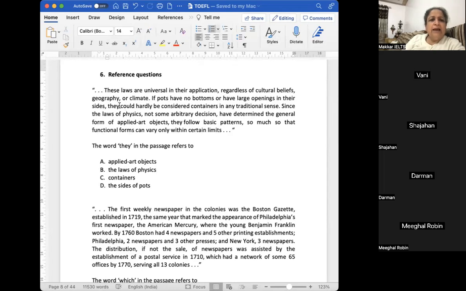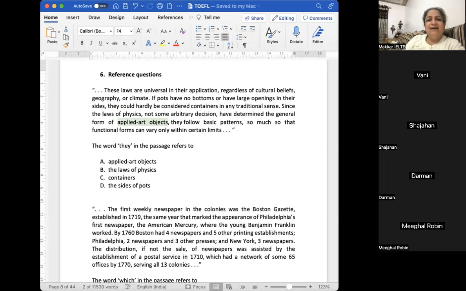Yes, ma'am. Okay. Now here it also means the same. If pots have no bottoms or have large openings in their sides, they could hardly be considered containers in the traditional sense. Since the laws of physics, not some arbitrary decision, have determined the general form of applied art objects, they follow basic patterns. Here 'they' is referring to applied art objects.